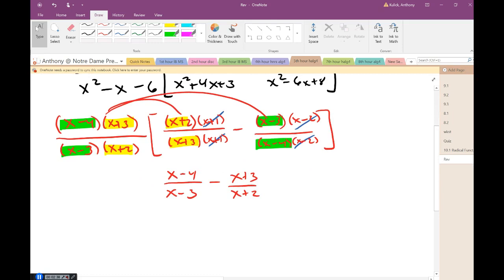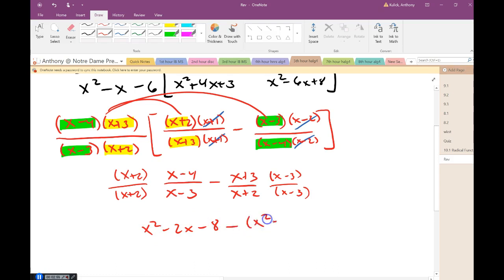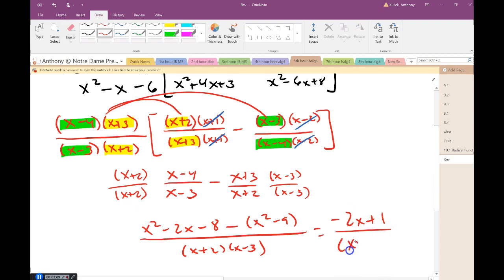So now I'm left with just making a common denominator and dealing with this piece. And hopefully, looking at this, it should be pretty obvious what that common denominator would be. So when I multiply things together, I get this. And when I combine the like terms, I get negative 2x plus 1 over x plus 2, x minus 3.